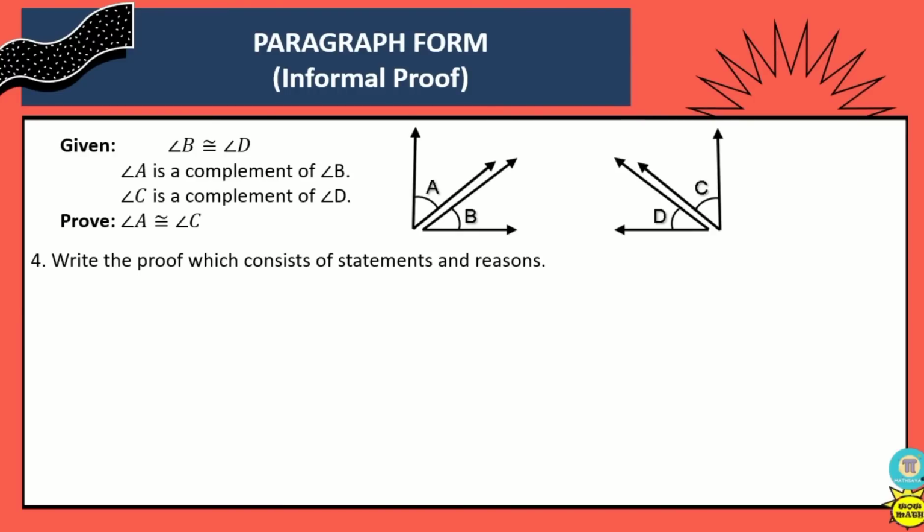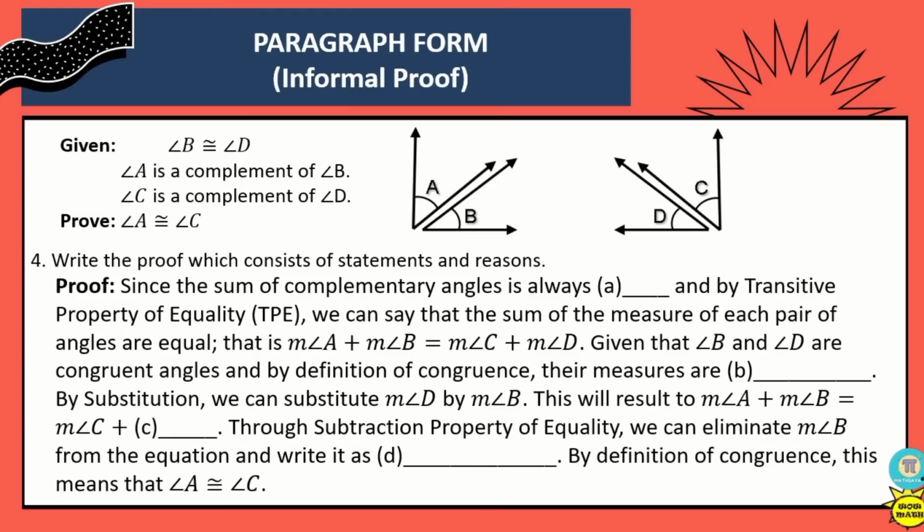Okay, so ito yung kanina. So, we will write the proof consisting of statements and reasons, but in paragraph form. Okay, that's why it is called informal kasi dire-diretso lang siya. Okay, so this is our proof. Since we all know that the sum of complementary angles is always 90 degrees. Okay, and by transitive property of equality or the TPE, we can say that the sum of the measures of each pair of angles are equal. So, diba, meron tayong the sum of the measures of angle A and B is equal to the sum of the measures of your angle C and angle D.